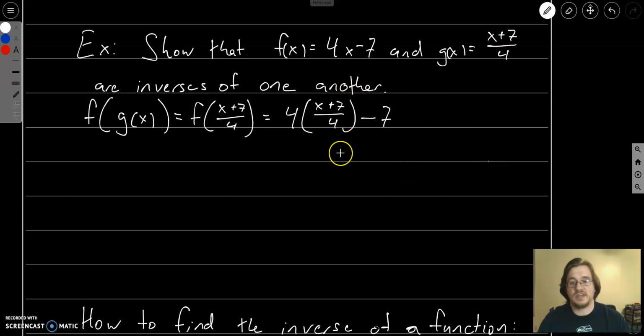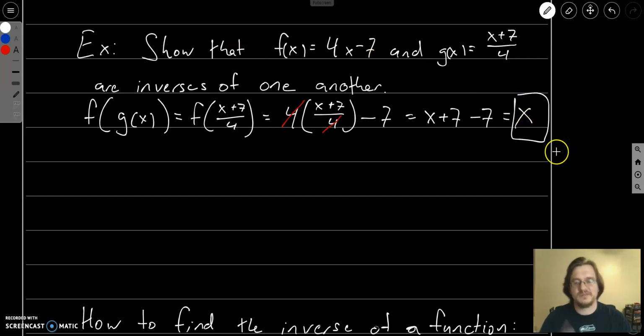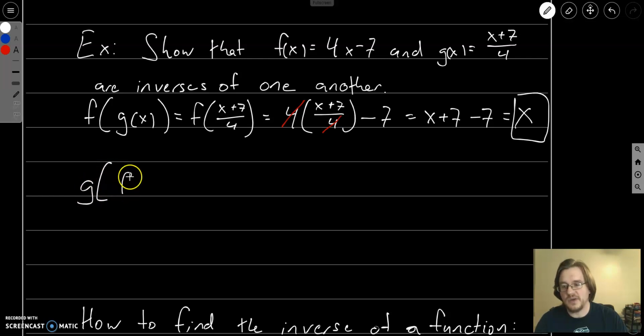And there's a couple of things that'll happen right away. We'll notice that the 4 and the 4 will cancel, so that we have x plus 7 minus 7. And oh look, we get x. So if you apply g, which adds 7 and divides by 4, and then you apply f, which multiplies by 4 and then subtracts 7, we get what we started with. This is good. Next, we have to check the other way.